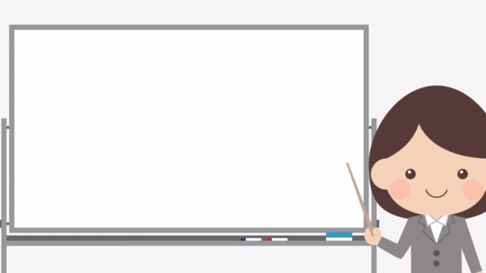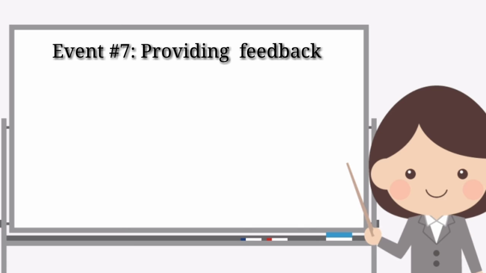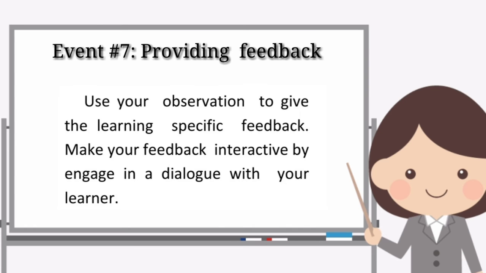After eliciting performance, the next event is providing feedback. In this event, you use your observation to give the learner specific feedback. Make your feedback interactive by engaging in a dialogue with your learner.